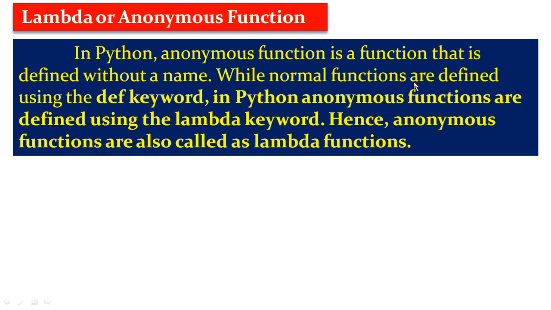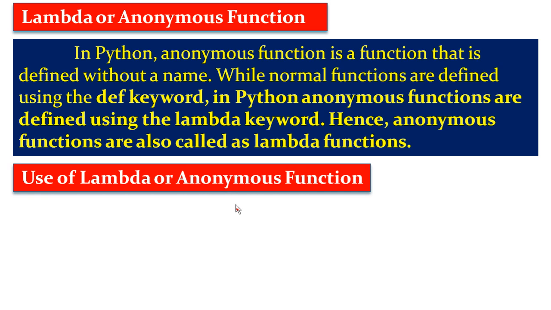While normal functions are defined using the def keyword in Python, anonymous functions are defined using the lambda keyword. Here this function is defined with a special keyword that's called lambda. Hence, anonymous functions are also called lambda functions.